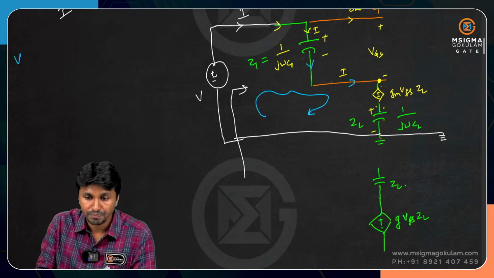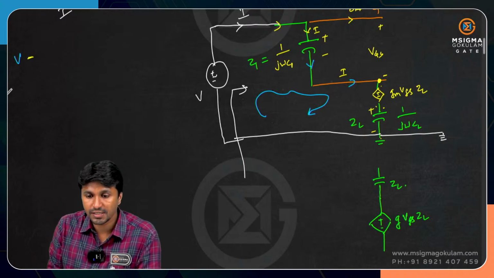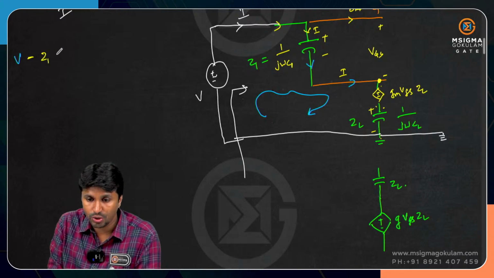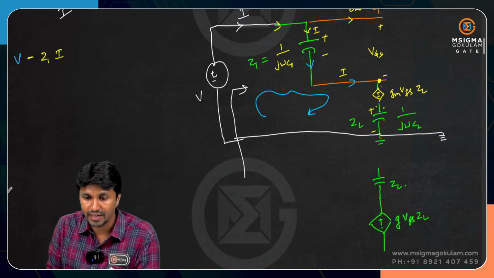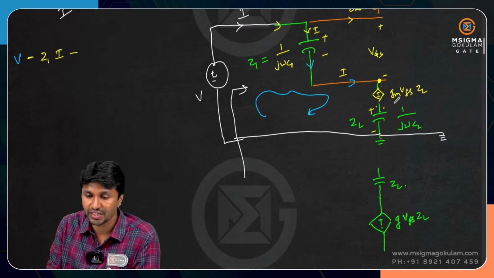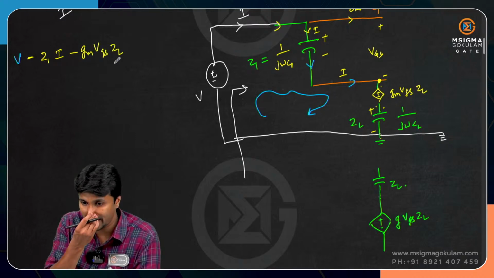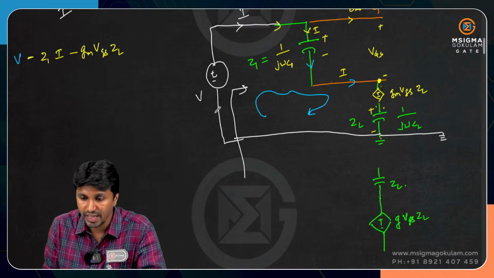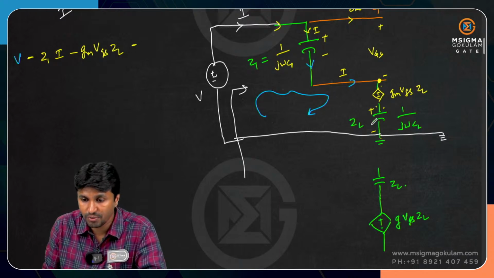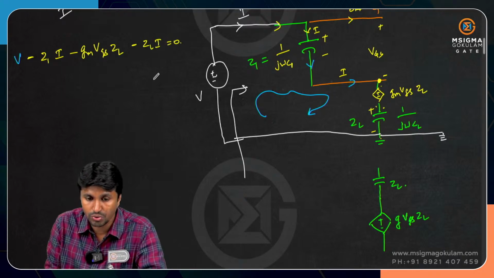So look at this one. V minus Z1 into I, right? V minus Z1 into I. So you are moving from higher potential to lower potential. Again, voltage drop. So whenever you have a voltage drop, place a negative sign. So minus gm VGS into ZL, right? gm VGS into ZL, minus, because you are again moving from higher potential to lower potential. So therefore I into ZL, or ZL into I, is equal to 0, right?